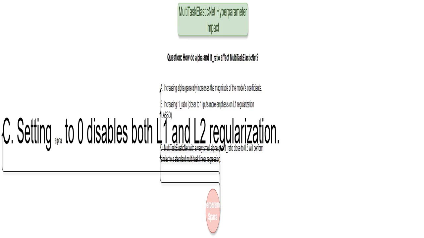That's not quite right. Setting ALPHA to 0 completely disables both L1 and L2 regularization. This means the model will be free to fit the training data as closely as possible, which can lead to overfitting. It's like letting the horse run free without any guidance.